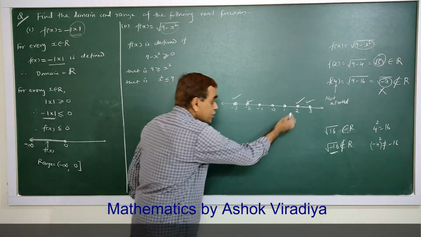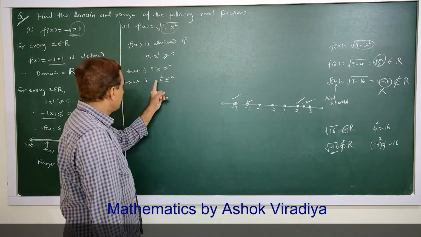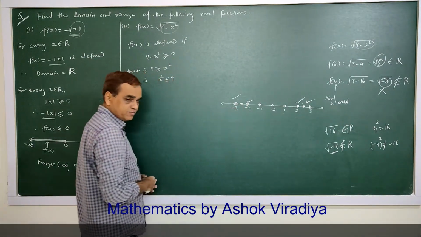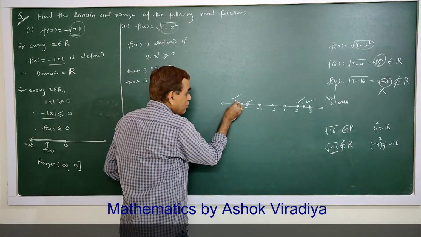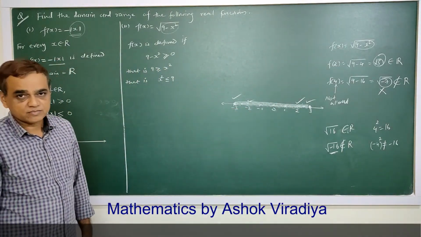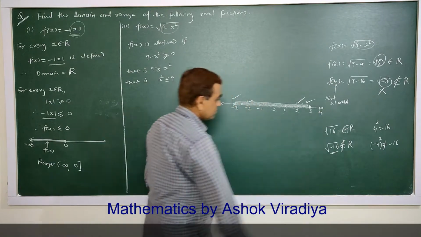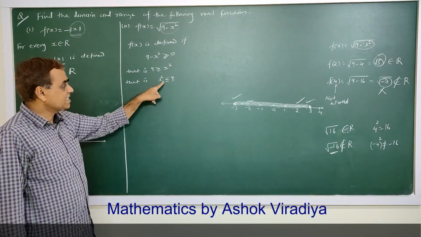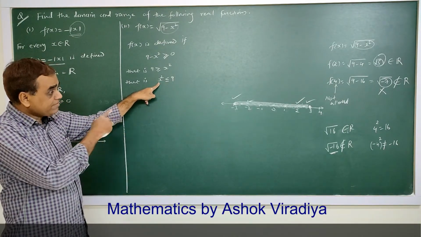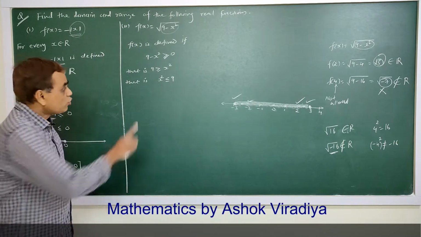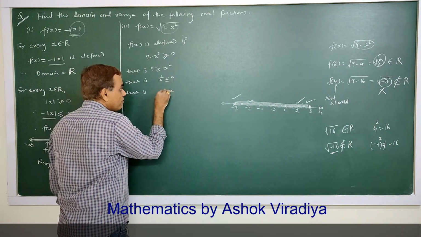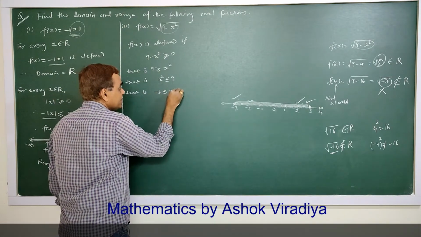Not only integers, you can also take 2.5. 2.5 square is less than 9. You can also take minus 2.5. That means all the numbers between minus 3 and 3 are allowed. We can't take 4 because 4 square is 16. 16 is not less than 9. So here maximum value we can take is 3 and minimum is minus 3. So when x square is less than or equal to 9, then the value of x is between minus 3 and 3.